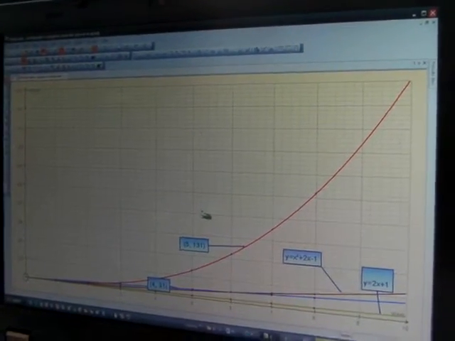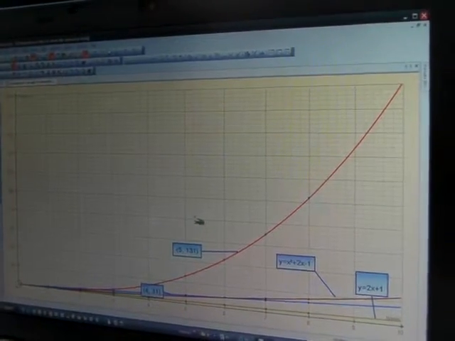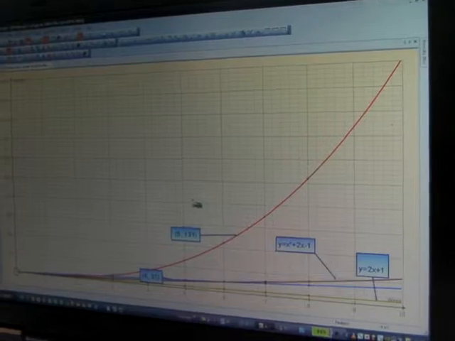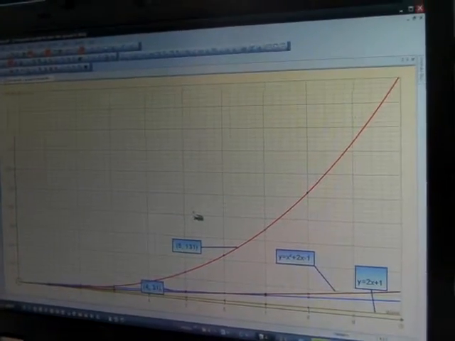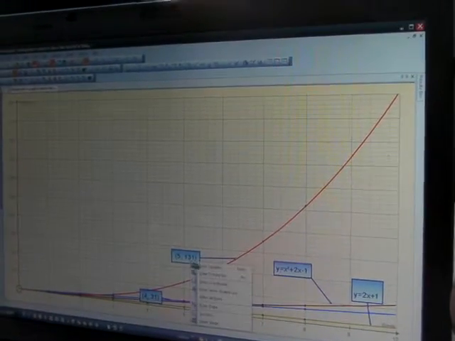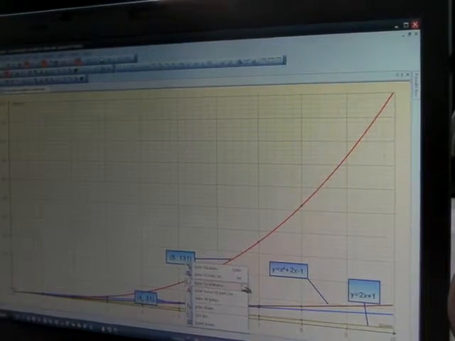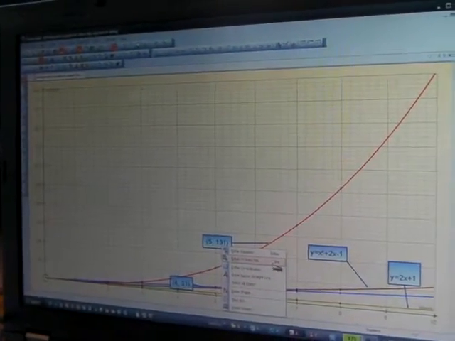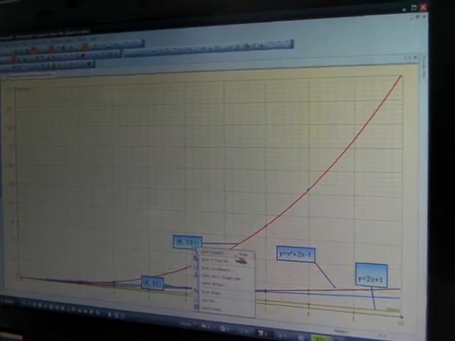Yeah, absolutely. Can you think how you could change the text box on the red graph to give the function of that graph as well? Enter equation. You'd have to know the equation.